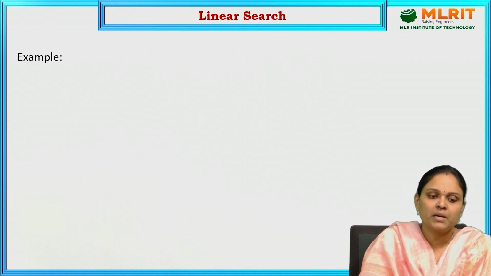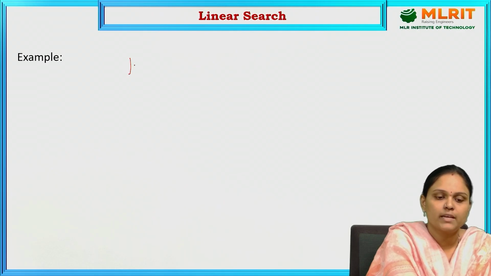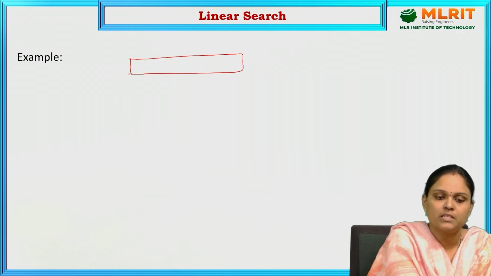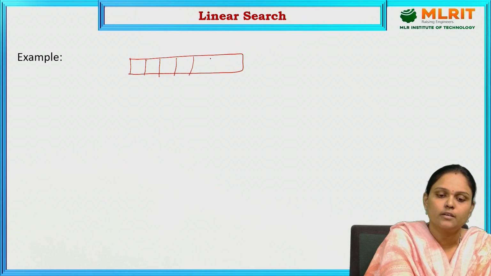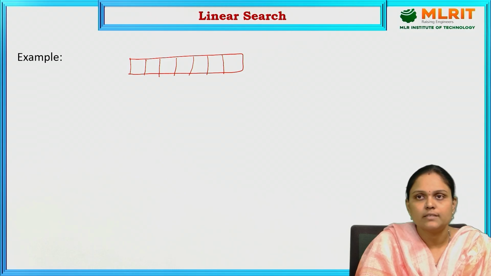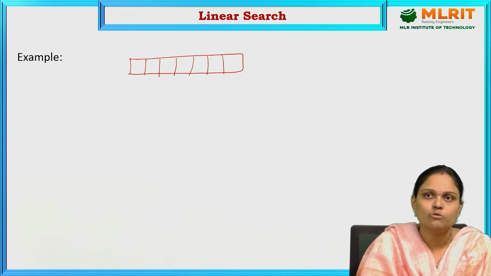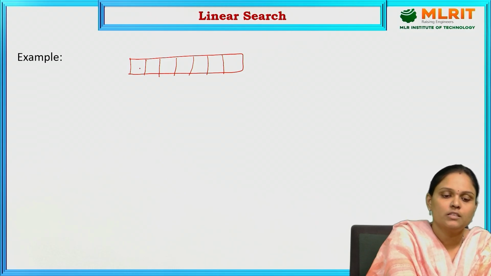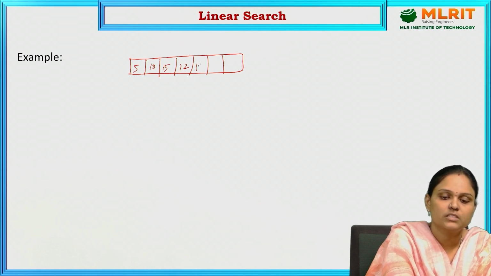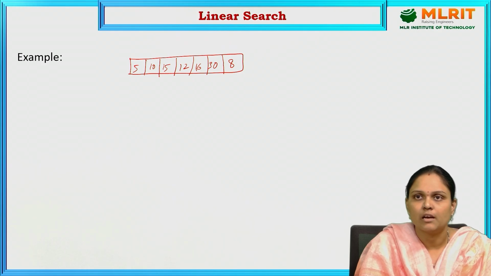So consider my array, it consists of some elements. Here we can use a sorted or unsorted list, but linear search is mainly famous for the unsorted list. So for an unsorted list also we can use the linear search concept. Consider the elements here are 5, 10, 15, 12, 16, 30 and 8. So these are the elements that we have in my array.